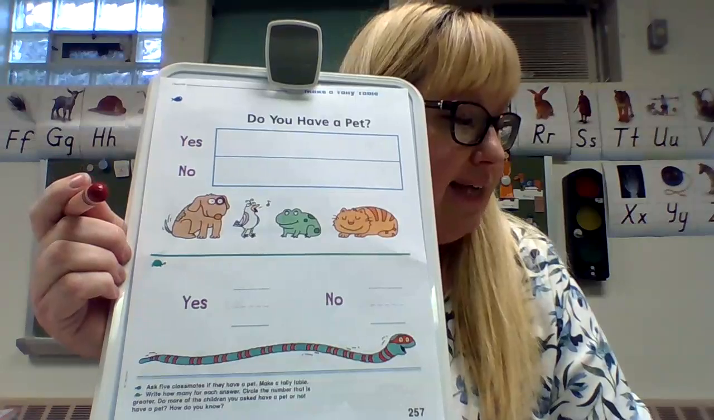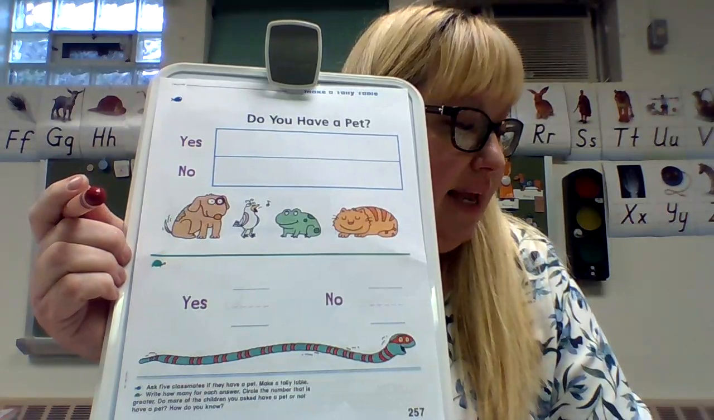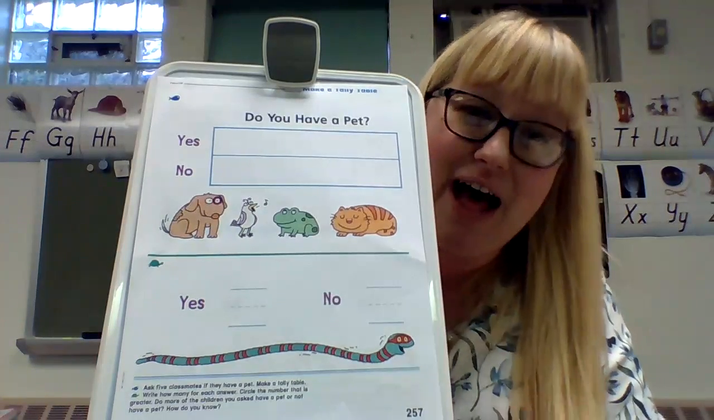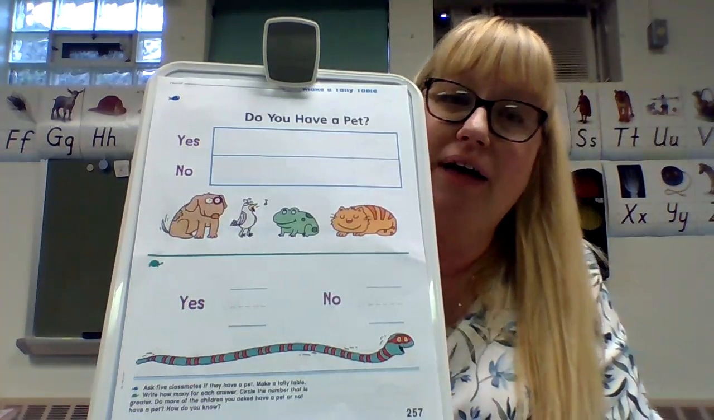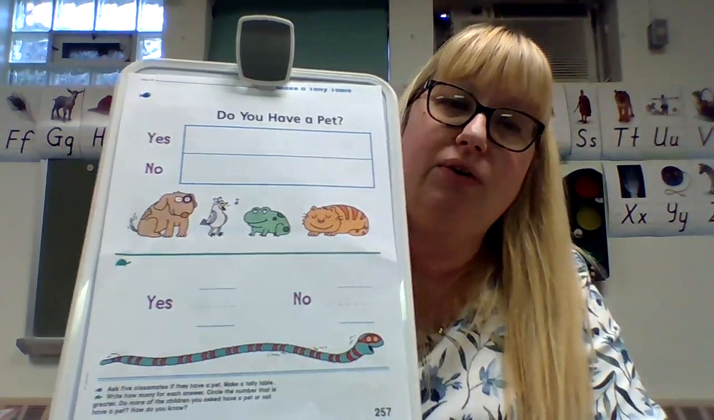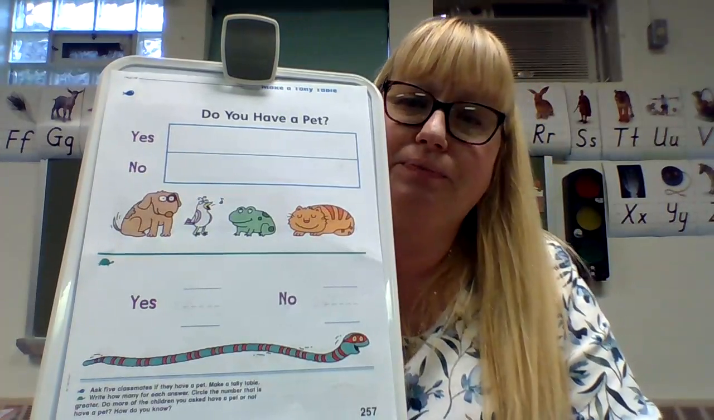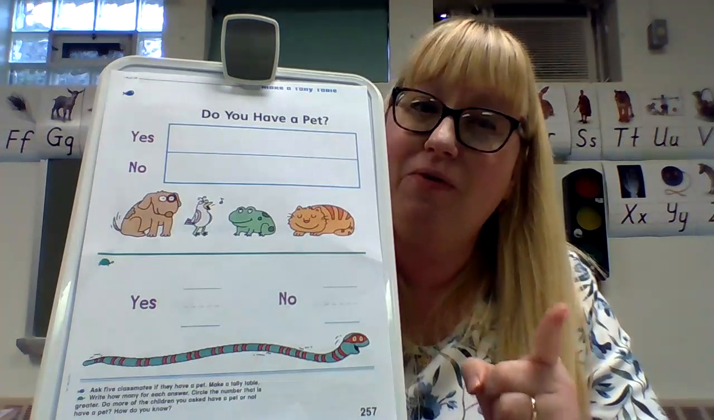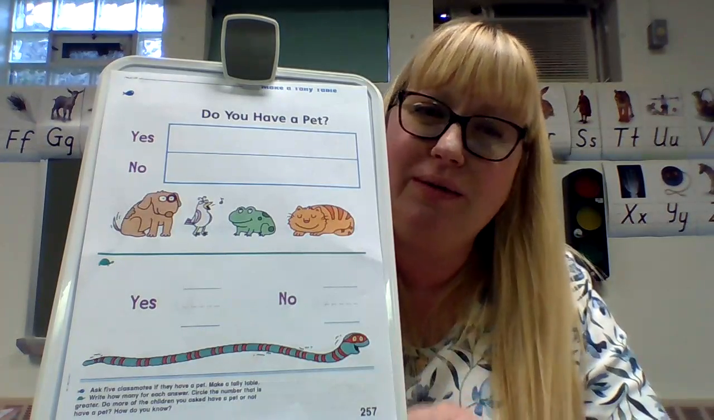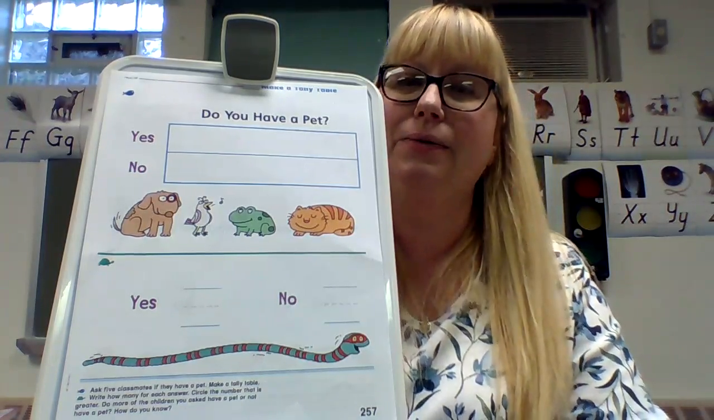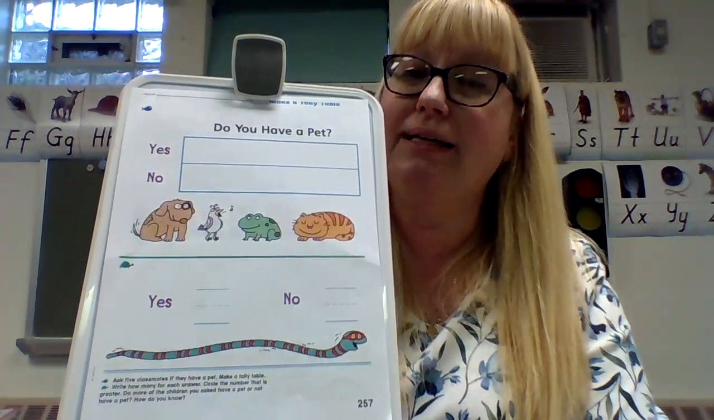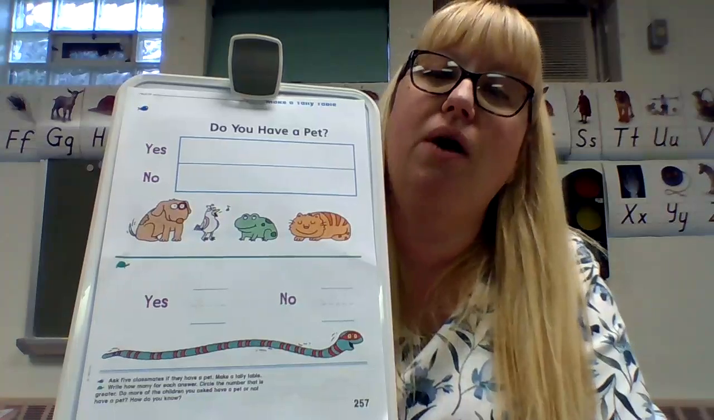The directions say, ask 5 classmates if they have a pet, make a tally table. Well, we don't have 5. Counting me, we have 5 of us, but it said to ask 5, so we don't quite have enough. If we were here at school, we would go over and ask preschool, and I don't know who in preschool has pets and who doesn't. So we're just going to do our class.